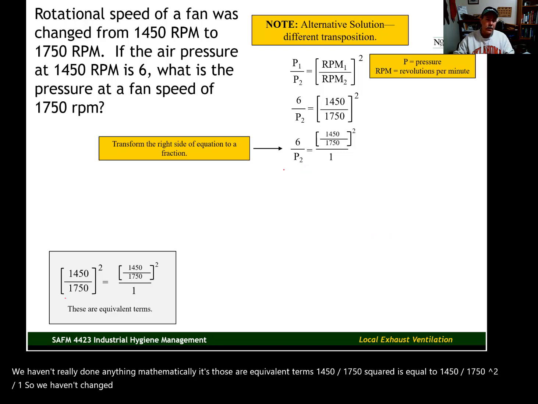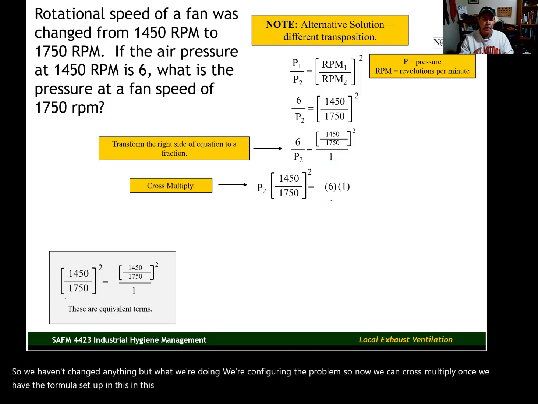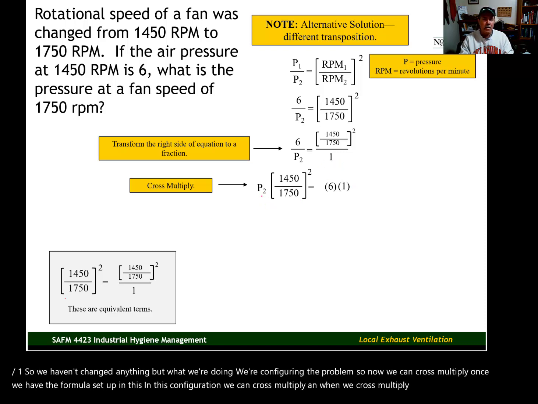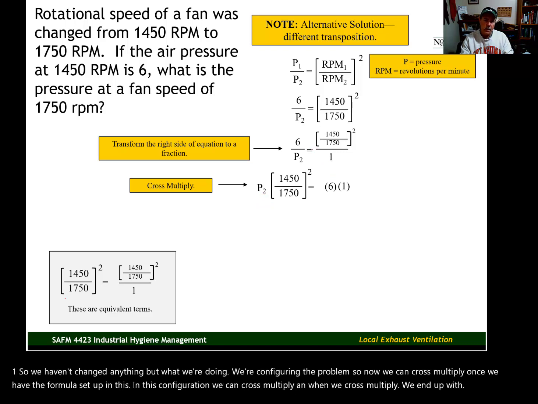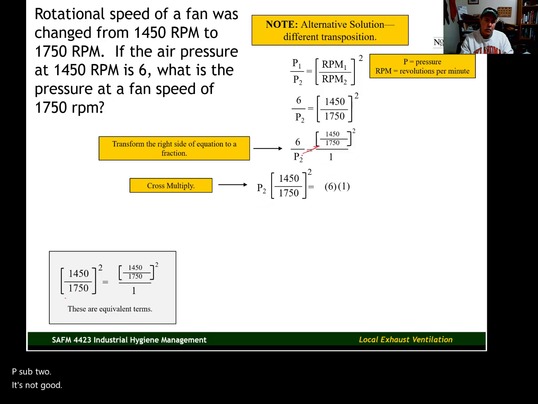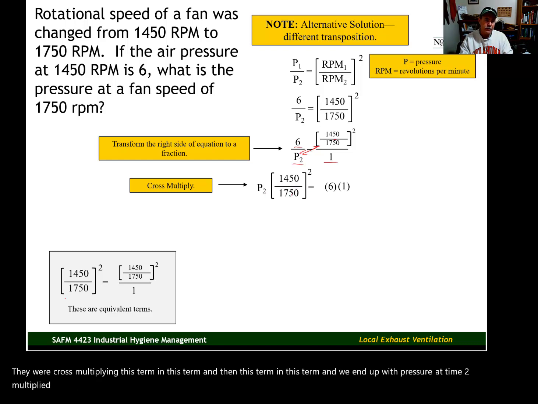But what we're doing is configuring the problem so now we can cross multiply. Once we have the formula set up in this configuration, we can cross multiply. And when we cross multiply, we end up with P sub 2. We're cross multiplying this term and this term, and then this term and this term. And we end up with pressure at time 2 multiplied by 1450 divided by 1750 squared. Then on the right side of the equation, we have 6 times 1.